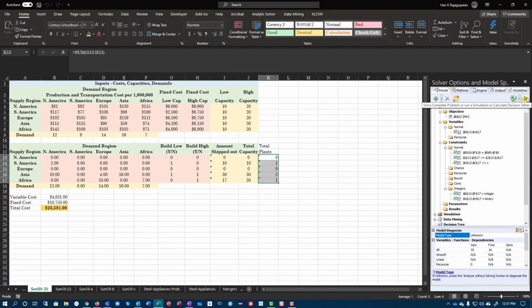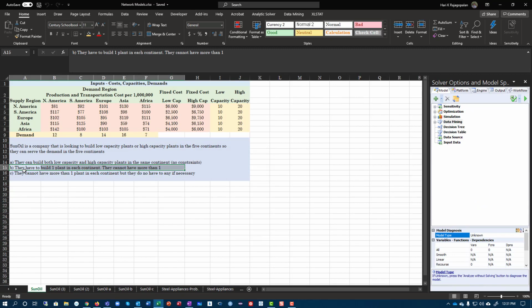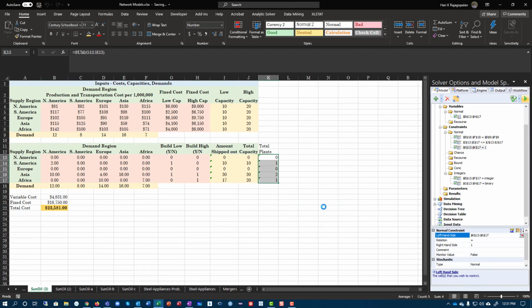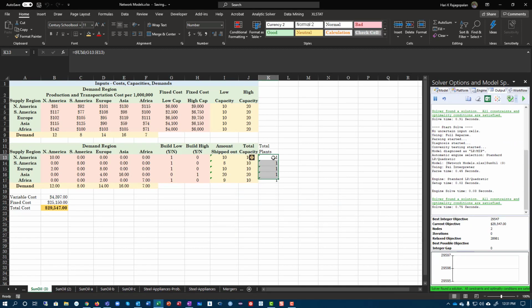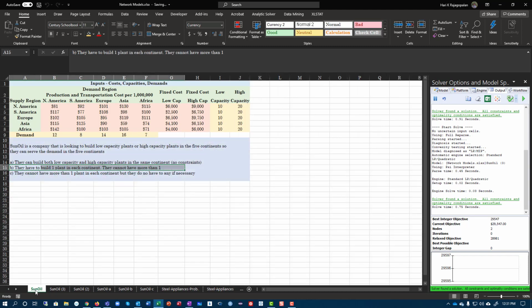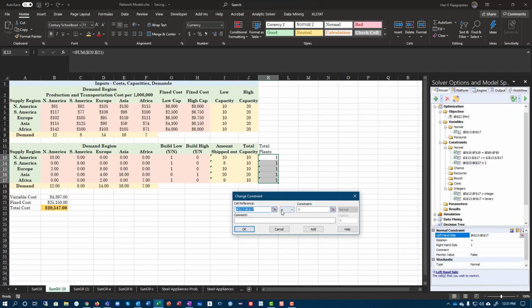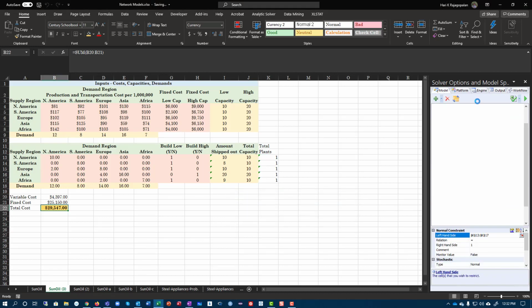And if you run this now, if it cannot be more than 1, they have to build one plant in each continent. So in this particular case, this will be equal to 1, and you rerun this, and it forces you to build a plant in each continent, and you can see the increase in costs here. Now, part C is you don't have to build it if not necessary, and therefore this constraint here will be less than or equal to 1.